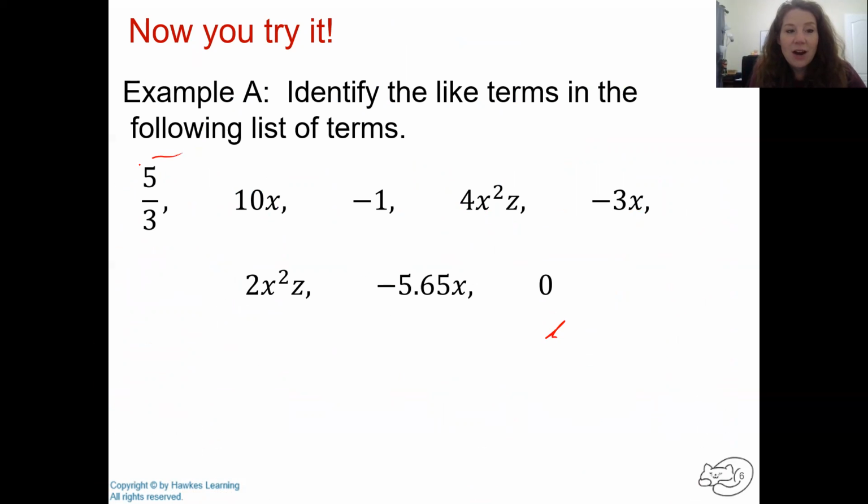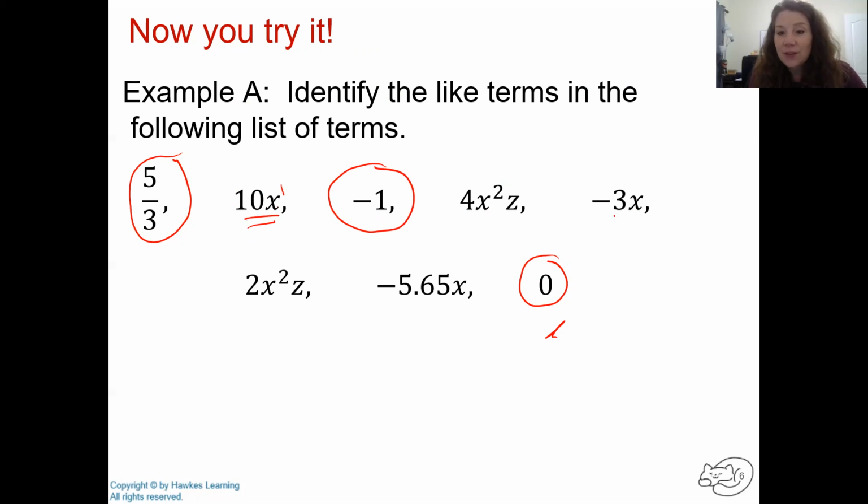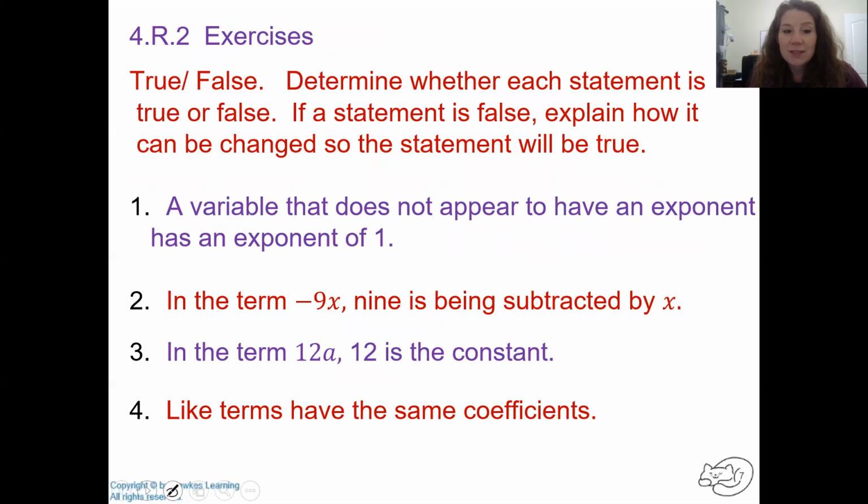All right, so we have a constant of 5/3, no variable, -1, no variable, and once again 0, no variable attached. Here we have an x to the first power, x to the first power, so these are like terms, and this one, x to the first power. This one has a coefficient of 10, this one's coefficient is -3, and this coefficient is -5.65. And then finally, we have x squared z and x squared z. So those are like terms.